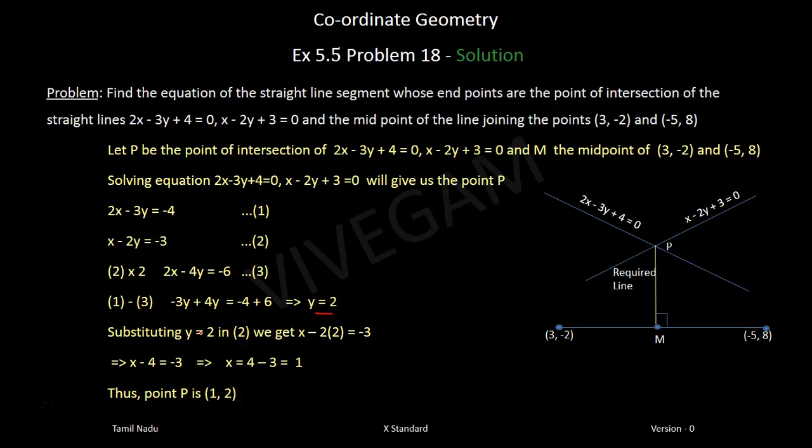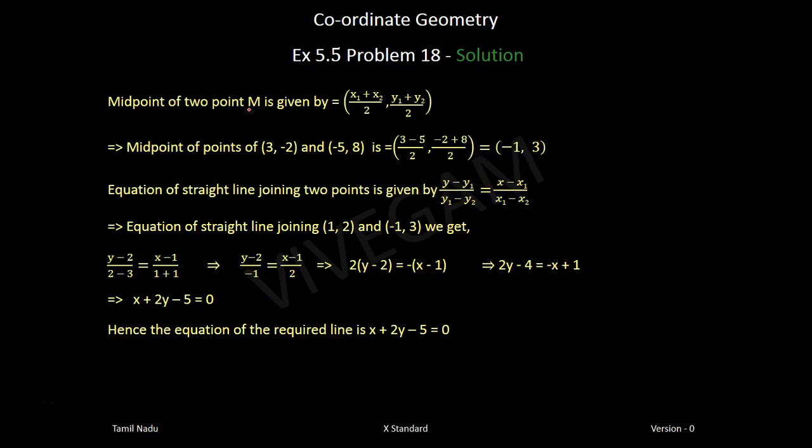Now substitute y in any of these equations. Here we are substituting it in equation 2. We get x minus 2 into 2 equal to minus 3. So x minus 4 equal to minus 3, or x will be equal to 4 minus 3, that is 1. So x equal to 1 and y equal to 2. So this is the point P. Now the next step is to use the midpoint formula on these 2 points and calculate M. The midpoint is given by ((x1 plus x2) divided by 2, (y1 plus y2) divided by 2). So the midpoint will be (3 minus 5) divided by 2, and (minus 2 plus 8) divided by 2. This will be minus 2 divided by 2, that is minus 1, and 6 by 2, that is 3.